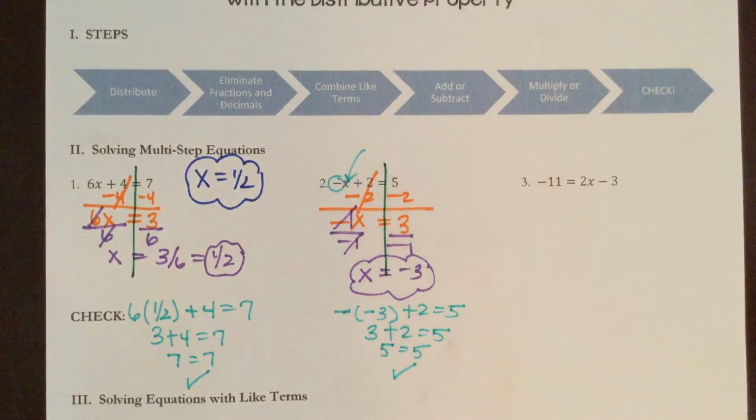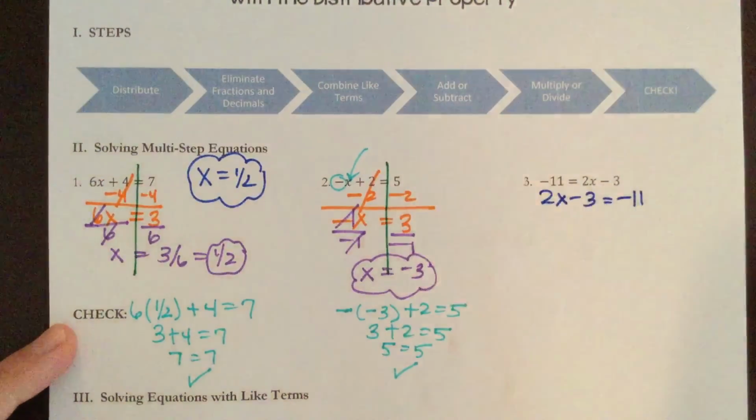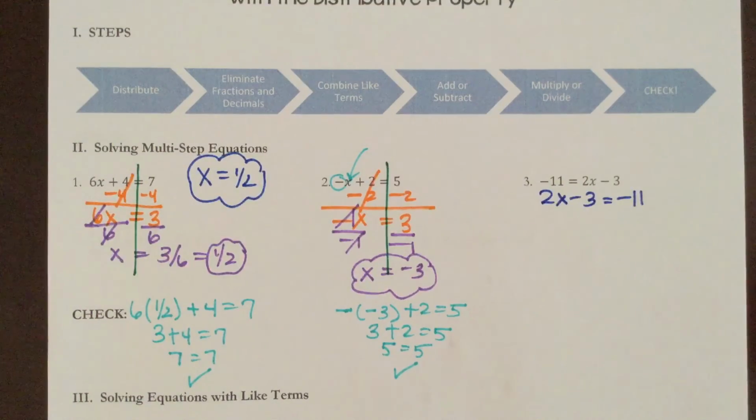On the last problem, some of you may look at that and it may bother you that the x is on the right-hand side of the equal sign. Remember, the symmetric property allows me to flip this equation over and rewrite this as 2x minus 3 is equal to -11. It is not a requirement to do that, but some of you may prefer to do that.